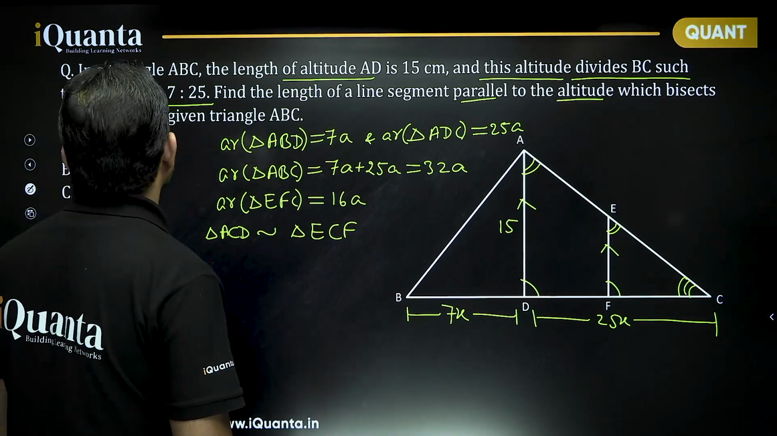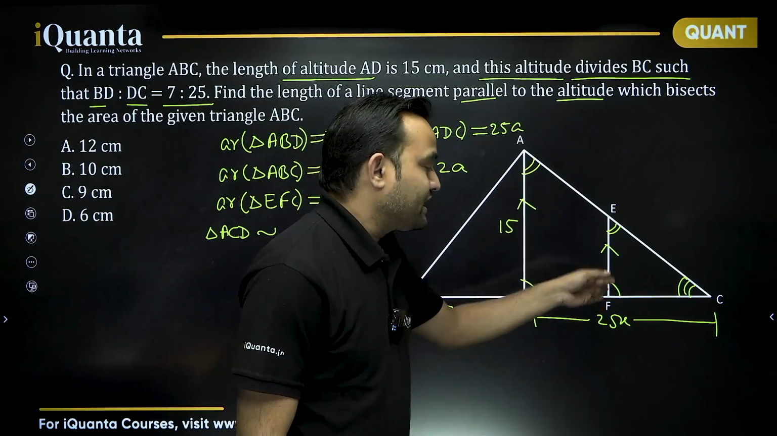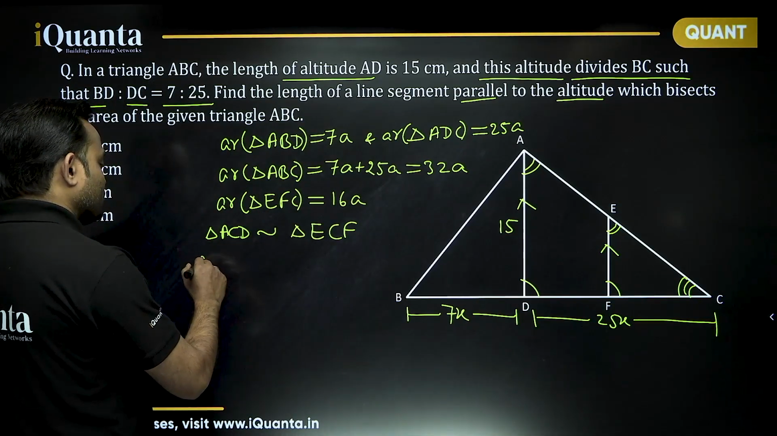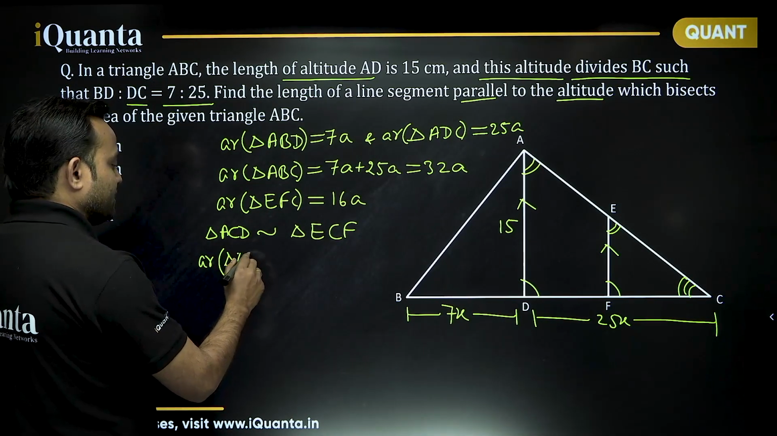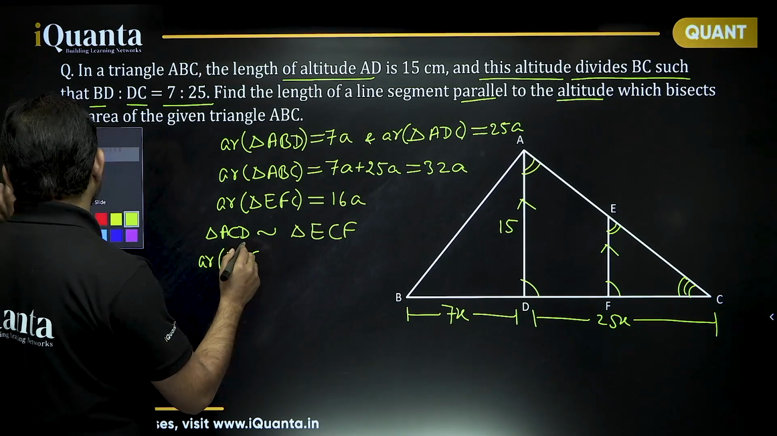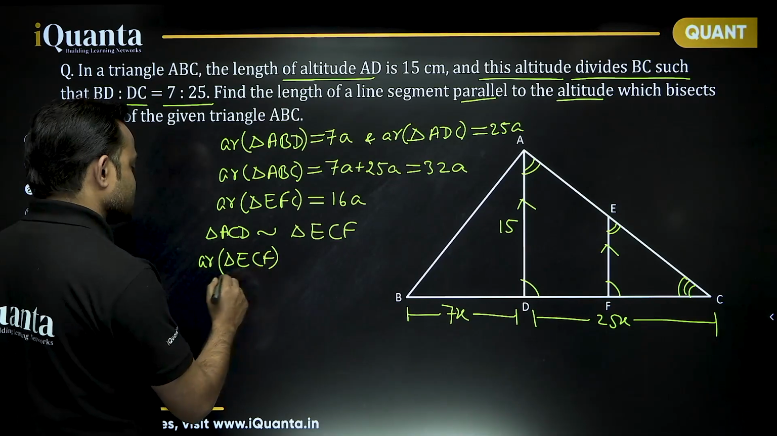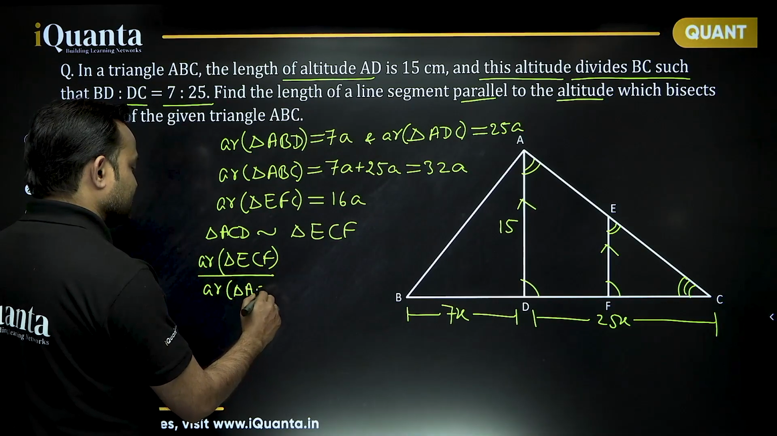Now what do we need to find? We need to find the length of the line segment EF, right? We need to find EF. Now what is the ratio of their areas? Like the ratio of the area of triangle ECF divided by the area of triangle ACD.